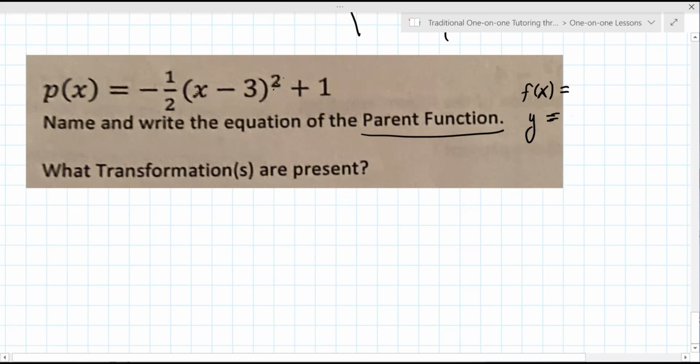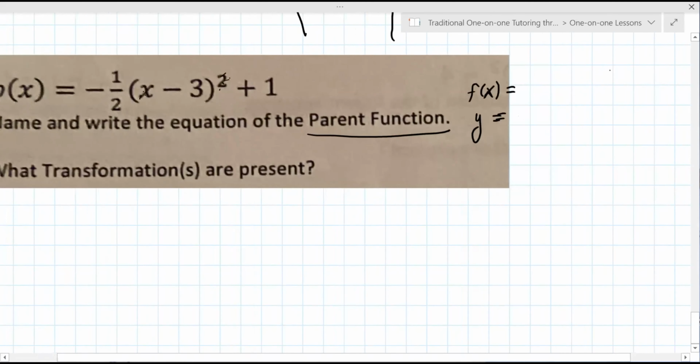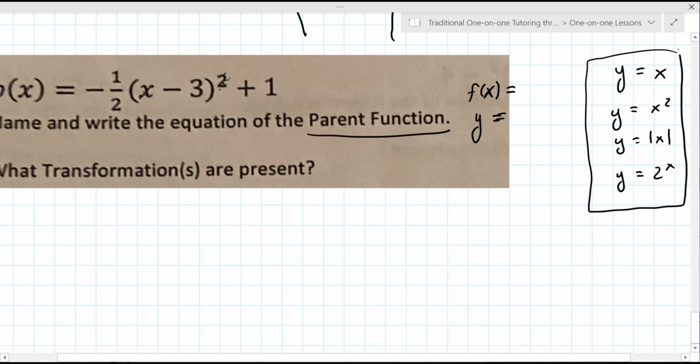That's the part I'm making flashcards for. There's only a couple options: x squared, absolute value of x, 2 to the x. These are kind of the only ones you have. So which one do you see here? I guess 2 to the x.